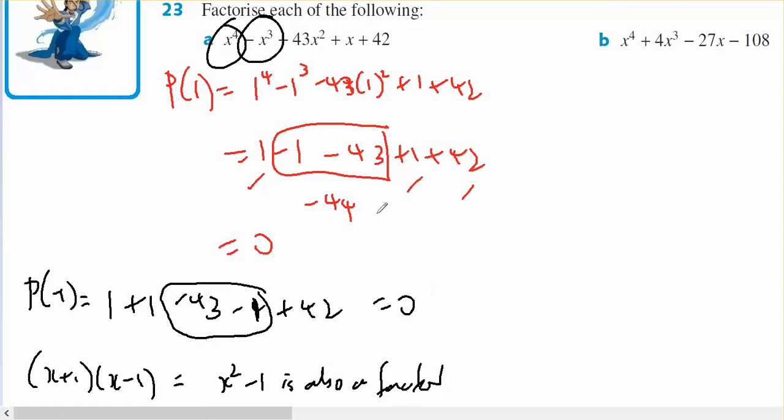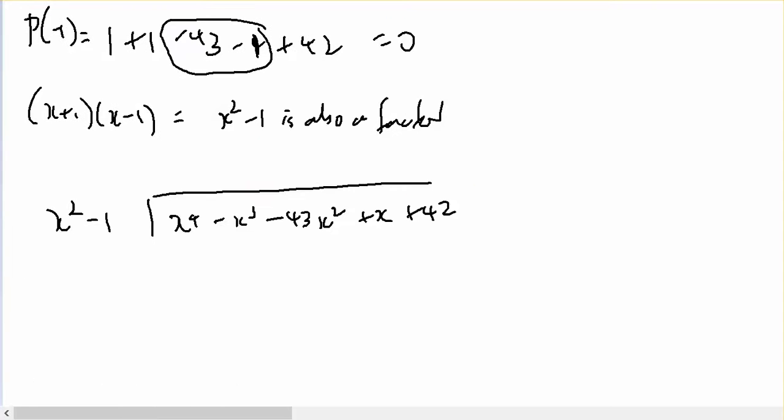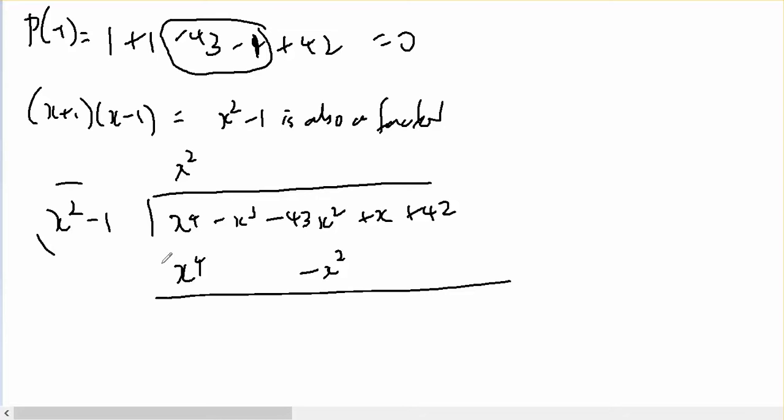So I'm going to divide this quartic by this quadratic. Okay, we're ready to do this. X squared goes into x to the power of 4, x squared times. X squared times x squared is x to the power of 4. X squared times minus 1 is minus x squared. And I'm going to write it over here, underneath the other x squareds. I'm now going to subtract the second one from the first.